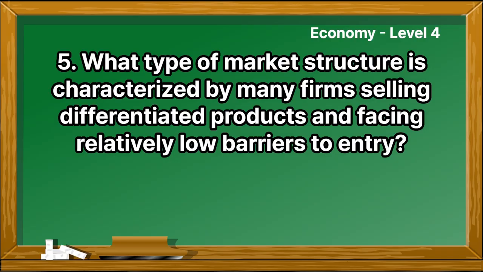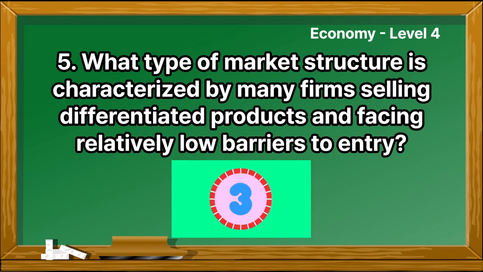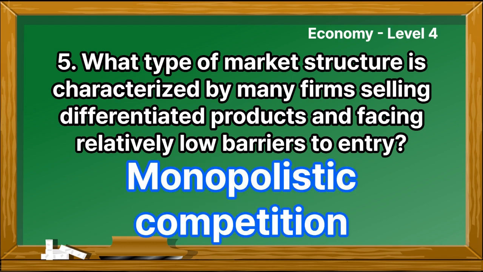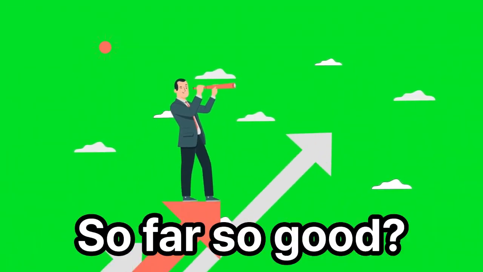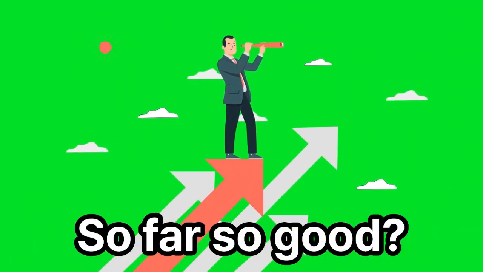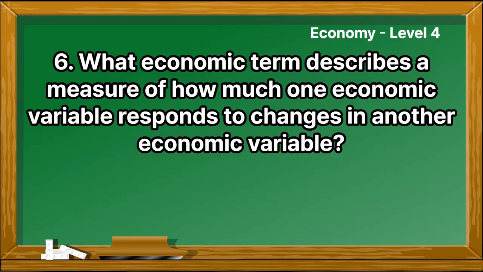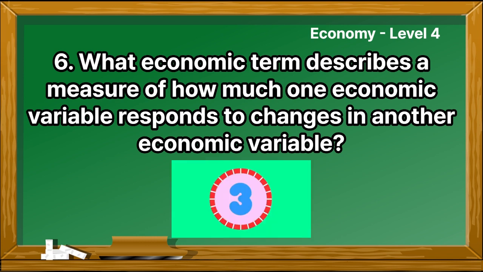What type of market structure is characterized by many firms selling differentiated products and facing relatively low barriers to entry? Monopolistic competition. So far so good? What economic term describes a measure of how much one economic variable responds to changes in another economic variable? Correlation.